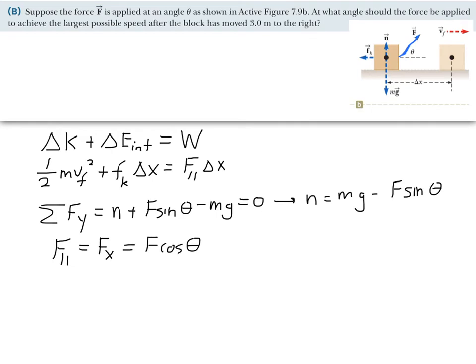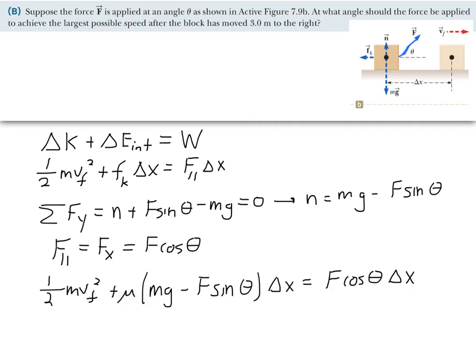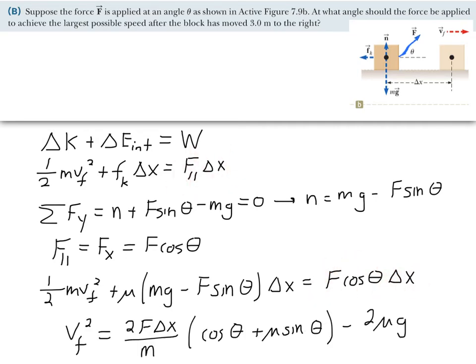The parallel component of the pulling force is going to be the x component of that force, which is F cosine theta. Putting all these expressions into the conservation of energy equation, we have the kinetic energy, then the frictional force, which is mu n coming from here, times delta x. This is the parallel component of the force, delta x, that's the work. So after some algebra, we can isolate Vf squared.